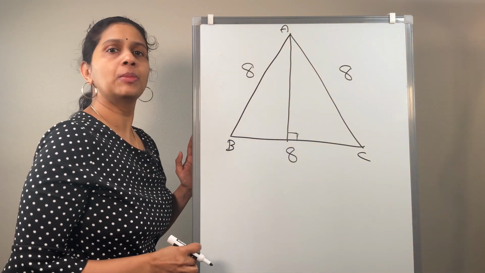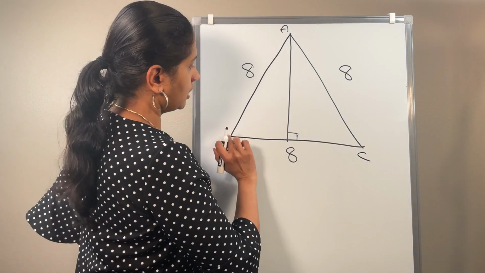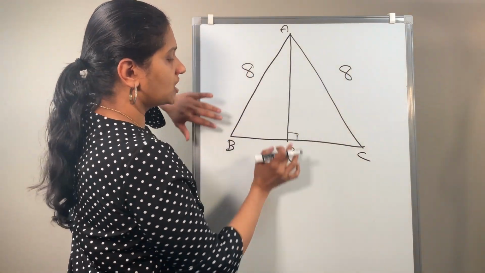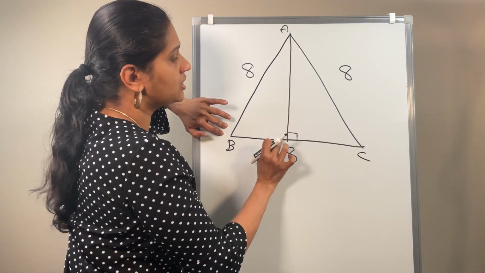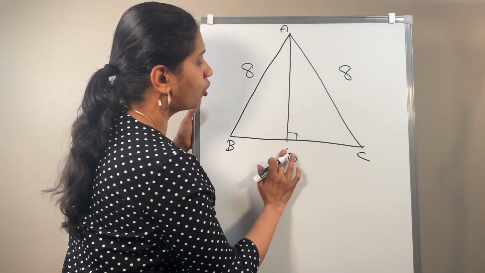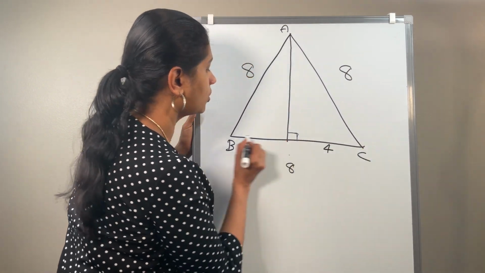Now, what is the formula, or how to do this? That is the question. For an equilateral triangle, all the sides are the same, and when this is 8, it is equally divided into 2. So, this 8 can be written as this side 4, this side 4.